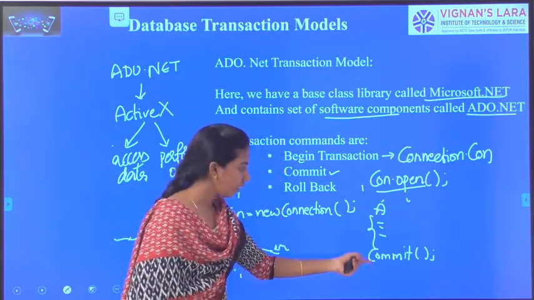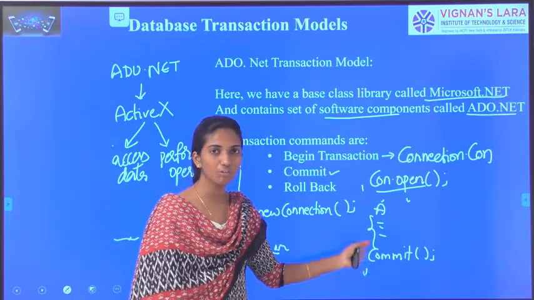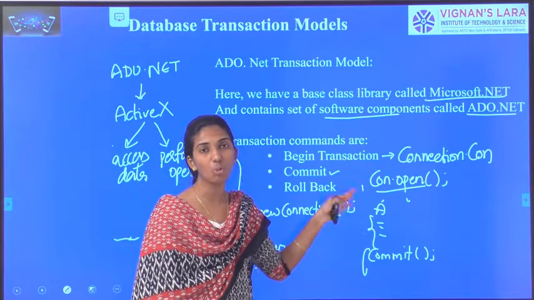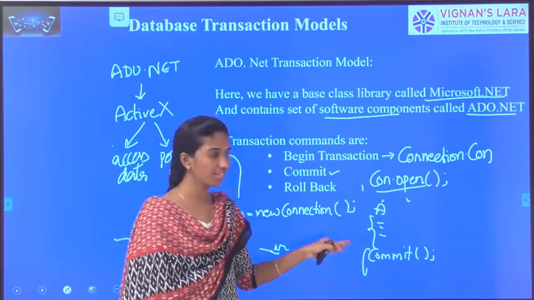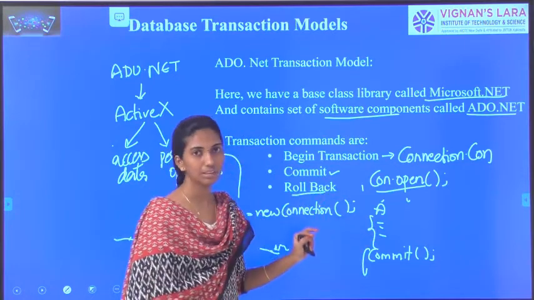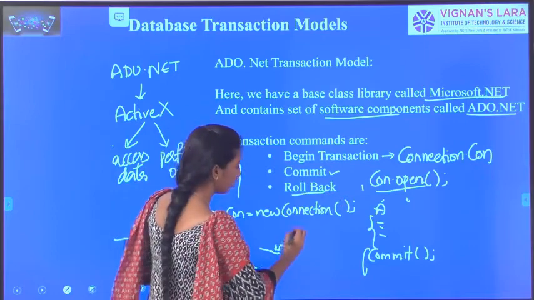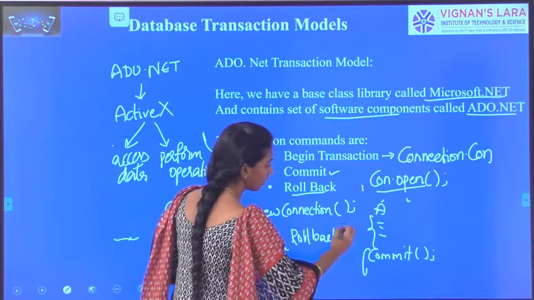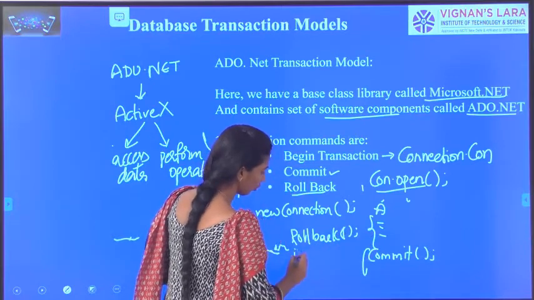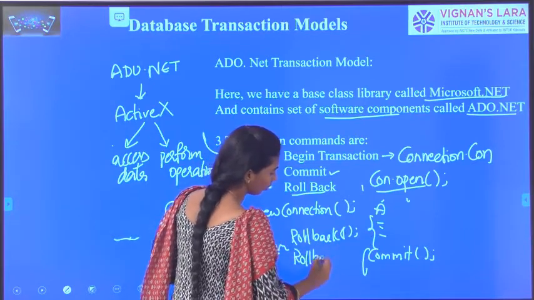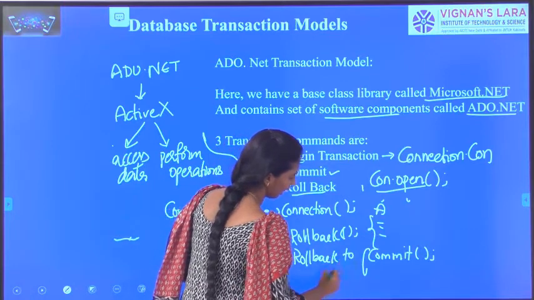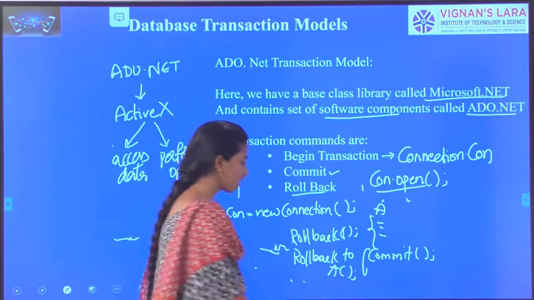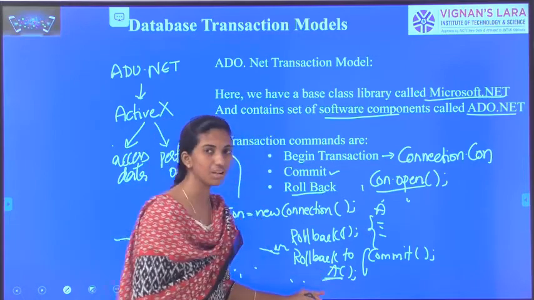And if any of the operations goes wrong, it needs to be rolled back, it needs to go back to the previous state. That is done by using this rollback command. Rollback means it moves to the previous commit point. If we say rollback to A, what does this specify? Rollback to A means this A is a save point. That means it is a checkpoint.